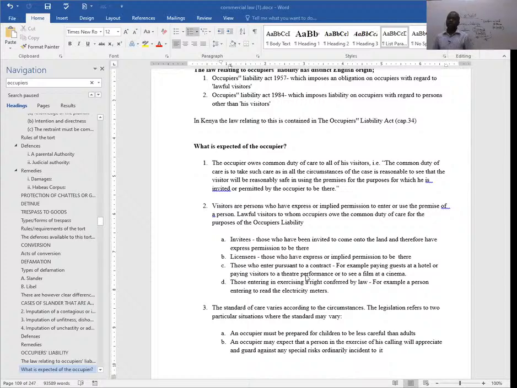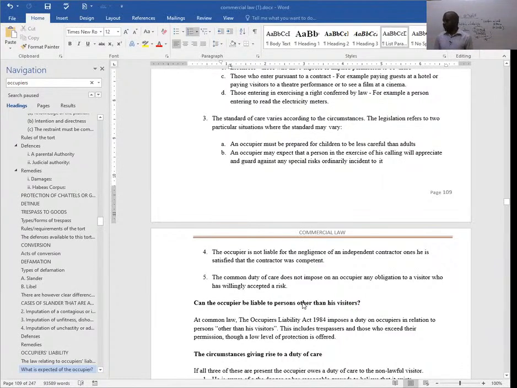So the standard of care will depend on the circumstances surrounding those visiting the premises. It could be adults, or it could be children. For children, we are saying the standard of care will be very, very high, because they need a lot of guidance in ensuring their safety. An occupier may expect that a person in the exercise of his calling will appreciate and guard against any special risks ordinarily incident to it.